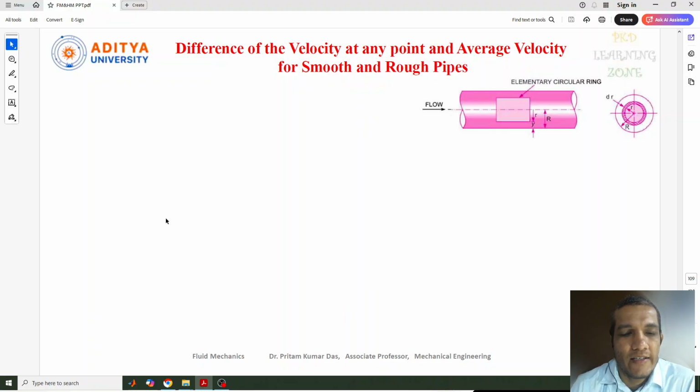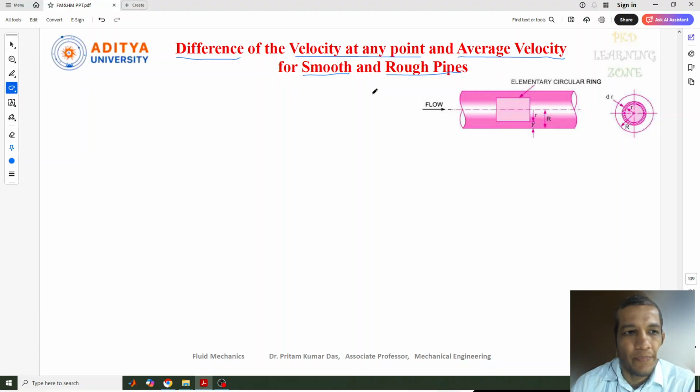In this lecture, we'll discuss the difference between the velocity at any point and the average velocity for smooth and rough pipes. These are things we have already discussed in our previous video lectures: the velocity at any point, and the average velocity, for smooth and rough pipes. We have already derived these things previously. Now we'll see the difference between these two.